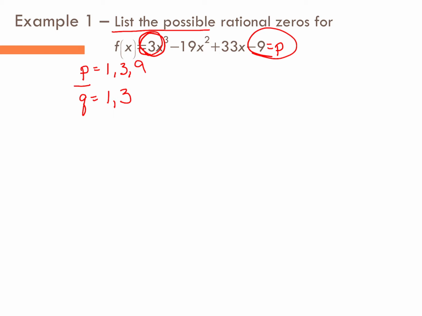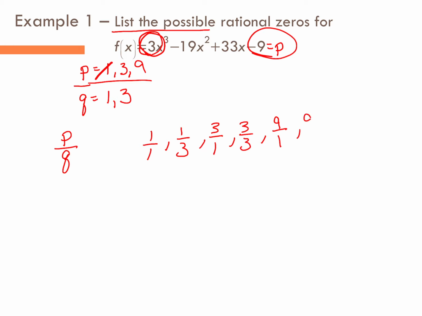So now we have to make our possible zeros. What we're going to do is make fractions out of these numbers. So when we list them, all of our numbers are going to be P over Q. So take your P, let's let P equal 1 and Q equal 1. So I would have 1 over 1, and then I would have 1 over 3. So I've used the 1. Now 3, so I would have 3 over 1 and 3 over 3. And then the 9, I would have 9 over 1 and 9 over 3. When we list them, they can be positive or negative, and we need to simplify them.